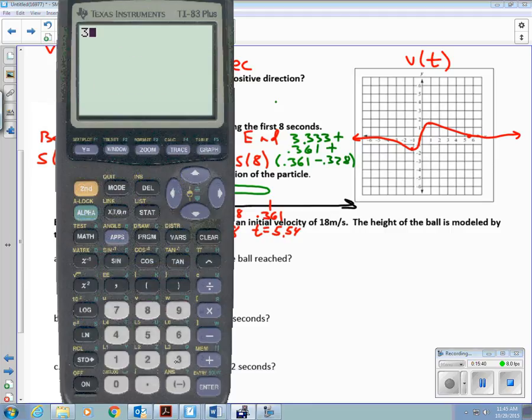So we have 3.333 plus 0.361. You may be asked why I'm going to the thousands. That's because the AP exam will actually ask us to write to the thousand. Minus 0.328, parentheses, enter: 3.727.